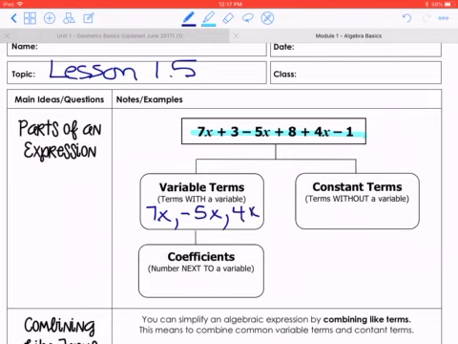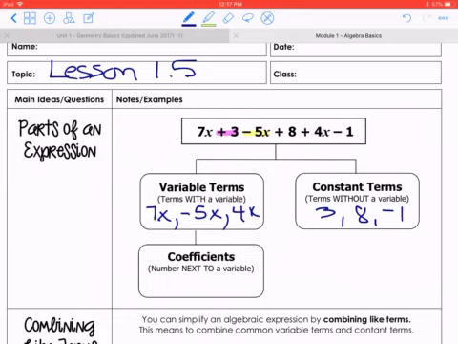Now notice something that's important here. The symbol that is in front of the number always goes with it. So it's a plus 3, and then we have a negative 5x. Whatever sign is in front of the term, that's what goes with it. So our variable terms are 7x, a negative 5x, and a 4x. Constant terms are numbers without a variable, just numbers on their own. In this case, we have a 3, an 8, and a negative 1.